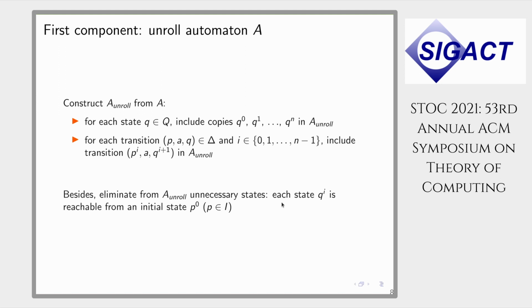So you can assume that for each state Q sub i that is in the automaton, you will have a path from an initial state P0. And remember that P has to belong to I, the set of initial states of the automaton A, and P0 is just an initial state. I mean, this is very simple.